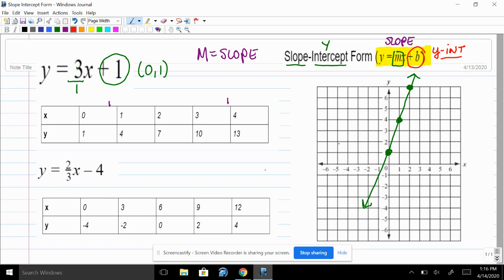In the bottom one, your y-intercept is 0, -4. Boom. Rise over run. Rise 2, run 3. 1, 2, 1, 2, 3. We got 3 more points. We've always said we only need 2. So we got our graphs quicker and easier than making tables. We'll take a look at a few more examples in my next video.